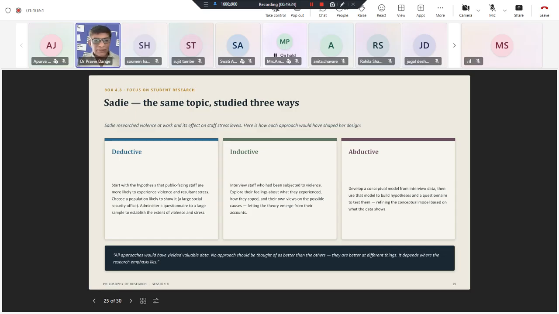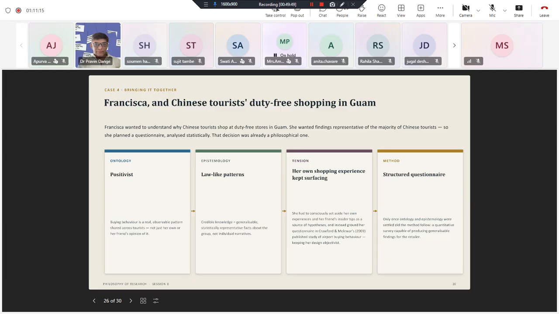As I said, the deductive method is about taking one theory, forming hypotheses, collecting data, and testing those hypotheses. The inductive method is to collect data, find out patterns, and try to generalize those. The abductive method is a combination of that, a mixed method. For example, you may take a theory and modify that theory. This is another example: Chinese tourist duty free shopping. We read this, and if there are any questions on this, you may ask those questions.